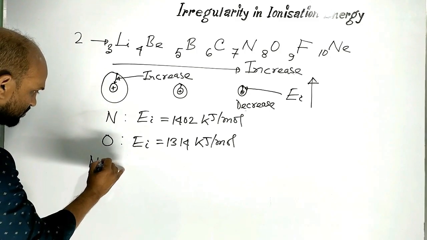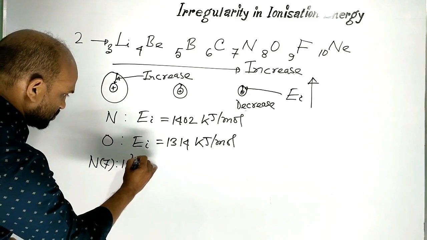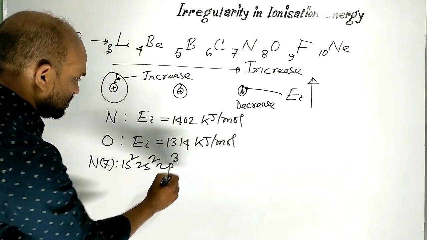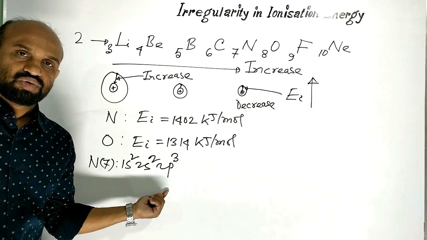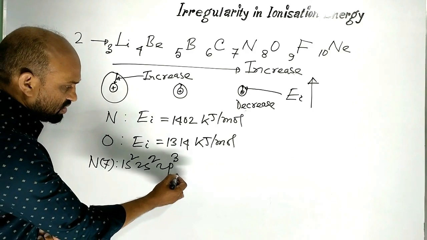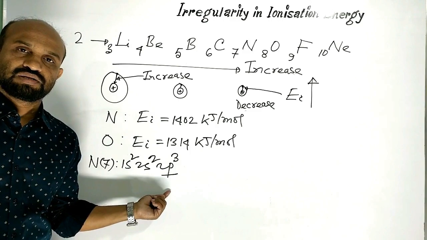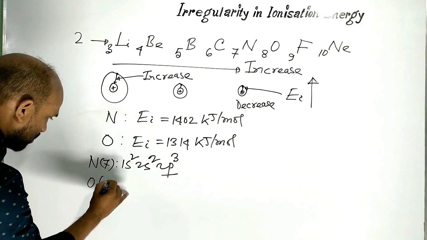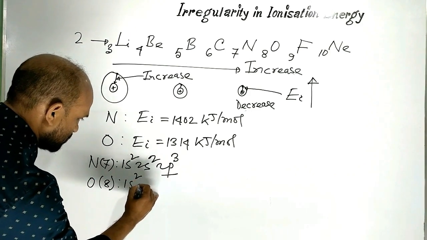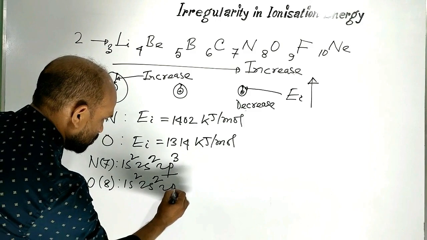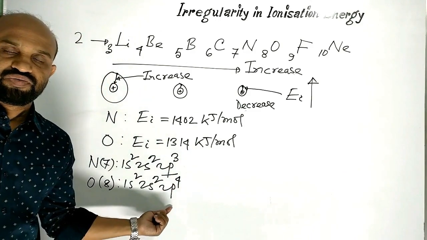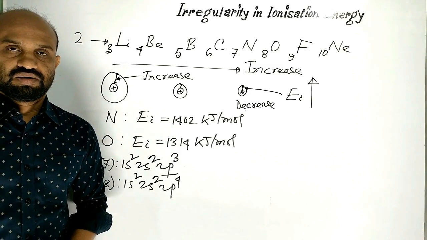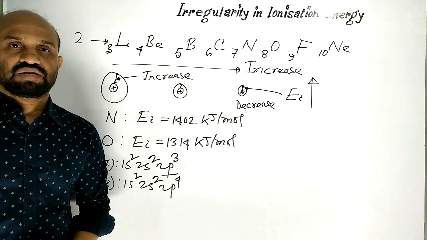Now let's see what is the reason behind this. Electronic configuration of nitrogen is 1s2, 2s2, 2p3. Here, 2p orbital is half-filled. Half-filled orbital is stable orbital. Now let's see electronic configuration of oxygen. 1s2, 2s2, 2p4. This is not half-filled, not full-filled orbital. This electronic configuration is not stable.